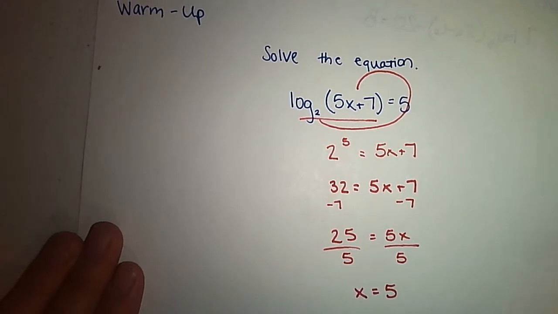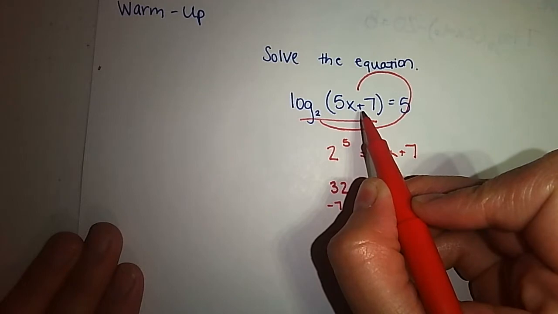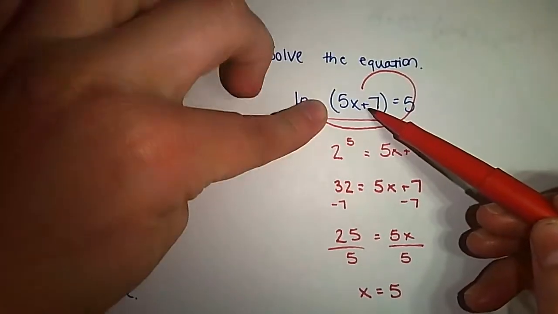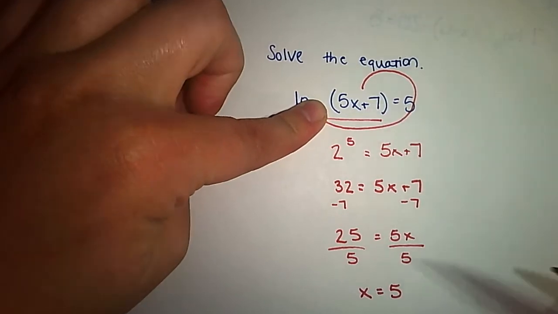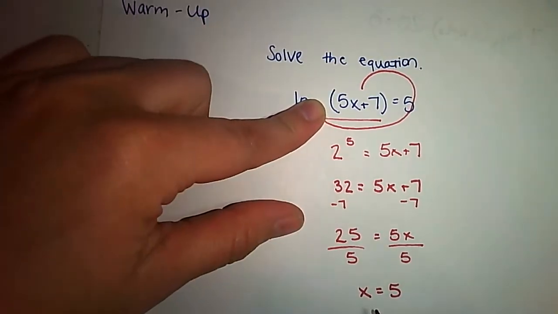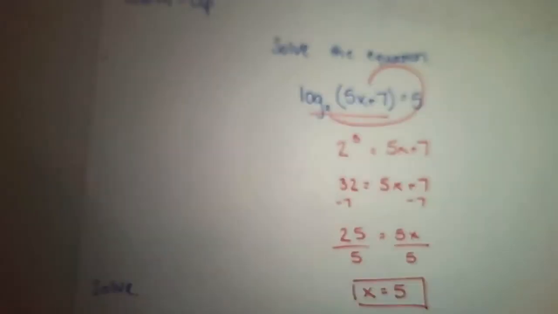And now remember, when we have log equations, we always need to check to make sure that this answer leaves our argument positive. Remember, we can never have negative arguments. So when I plug the 5 in for x, I'm going to get 25 plus 7, which is 32, which is indeed a positive number. So since our argument is positive, we like this answer.